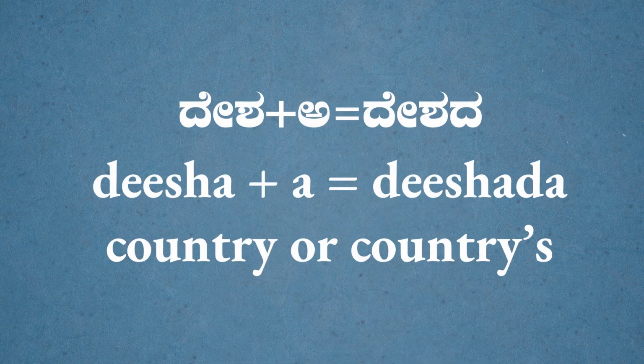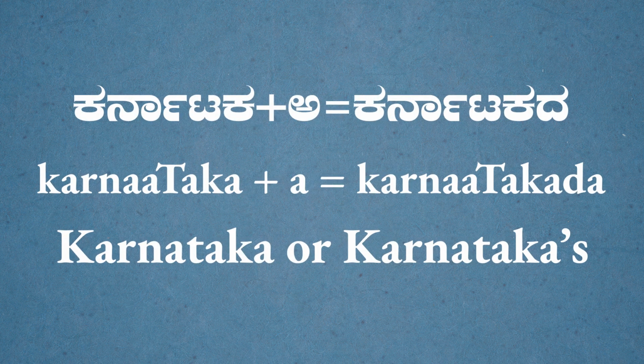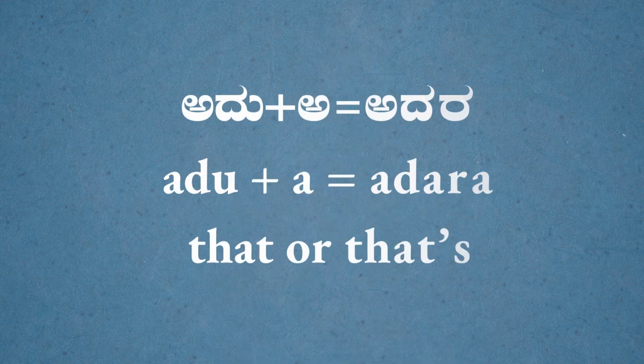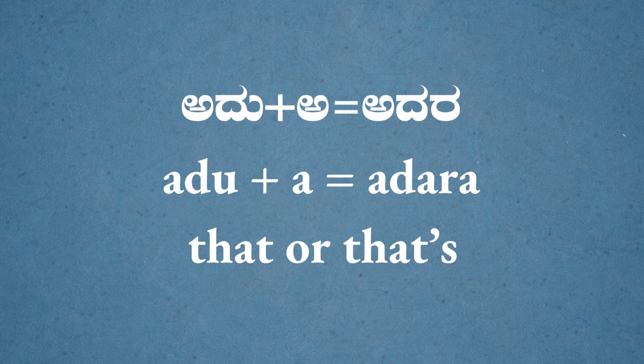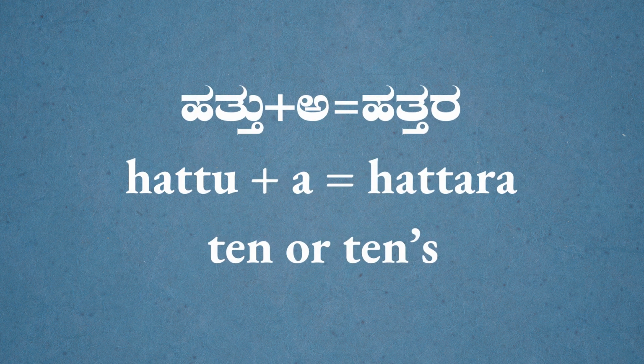Possessive marker with neuter nouns ending with a. For neuter nouns ending with a, the d is added before a. For example, desha plus a becomes deshada, of the country. Karnataka plus a becomes Karnatakada, of Karnataka. Possessive marker with numerals and neuter pronouns. When numerals and neuter pronouns are involved, the increment ar is added to the possessive form structures. For example, adu plus a becomes adara, of that. Hattu plus a becomes hattara, of 10.